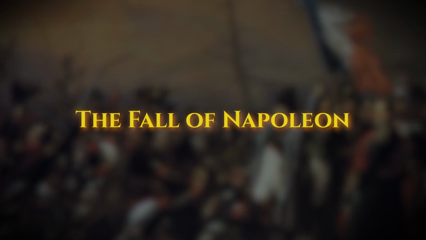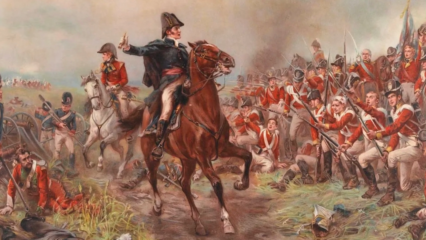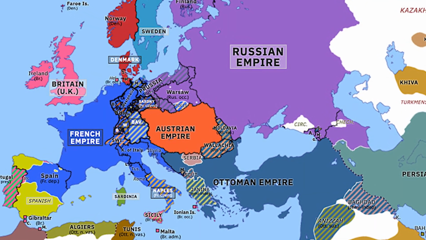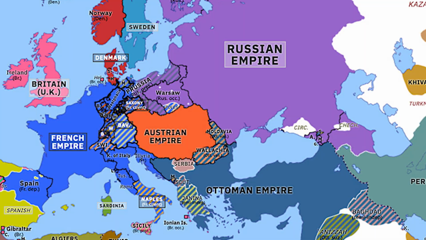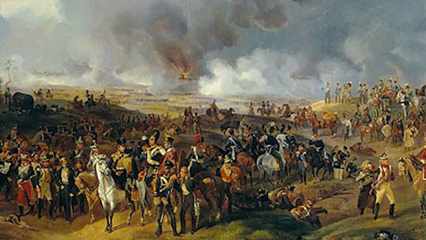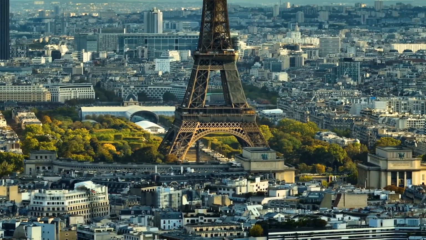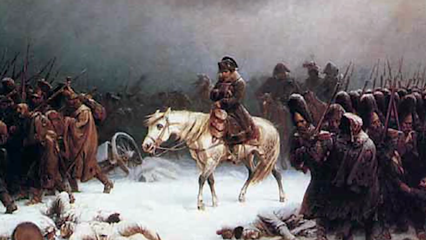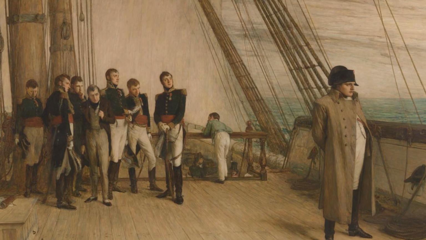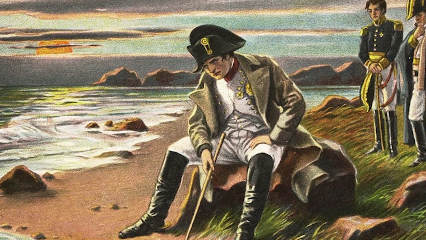The fall of Napoleon. The failed Russian campaign emboldened Napoleon's enemies. In 1813, the Sixth Coalition, comprising Britain, Russia, Austria, Prussia, and Sweden, launched a new offensive. They won a decisive victory at the Battle of Leipzig, also known as the Battle of Nations. Napoleon was forced to retreat, and by 1814, coalition forces captured Paris. Napoleon, facing insurmountable odds, abdicated the throne and was exiled to the island of Elba off the coast of Italy. His first exile marked the beginning of the end of his reign.